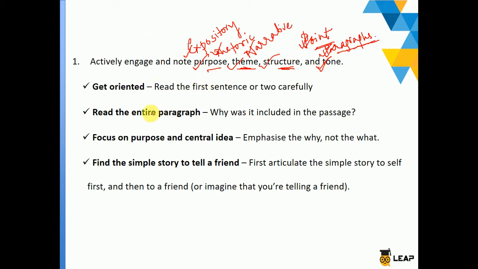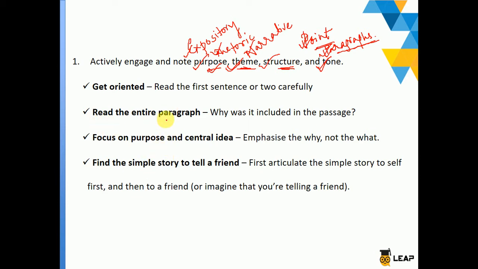Alright? Other than that, some important points to note here is when you get oriented, you have to read the first sentence carefully. So when you read the first sentence, that is where you start understanding the purpose and the theme, and you start getting towards the structure. Of course, the tone also comes there, but the purpose and the theme are the most important. Alright? Which is the third point over here.